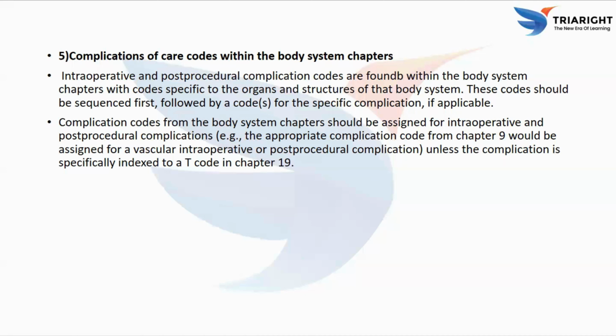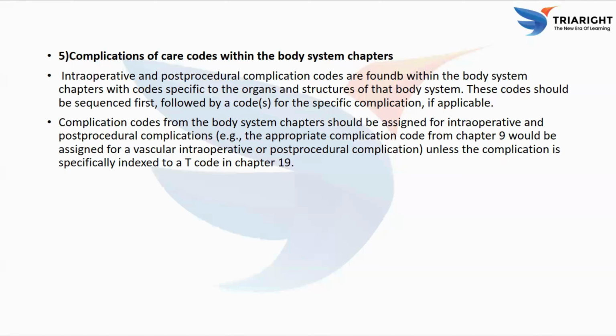Now, where are these complication codes located? They are located in the body system chapters. So most complication codes are found within the chapter for the body system involved, such as chapter 9 of ICD-10-CM for diseases of the circulatory system, chapter 11 for the digestive system, and chapter 14 for the genitourinary system. So these chapters contain specific complication codes related to the organs and structures of the system.